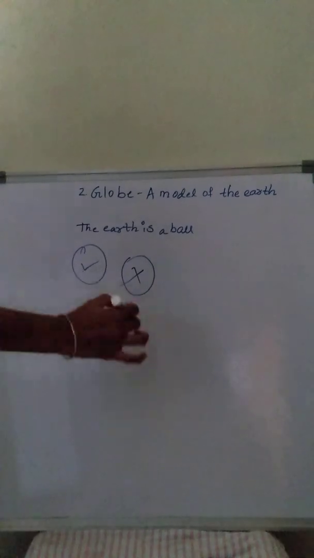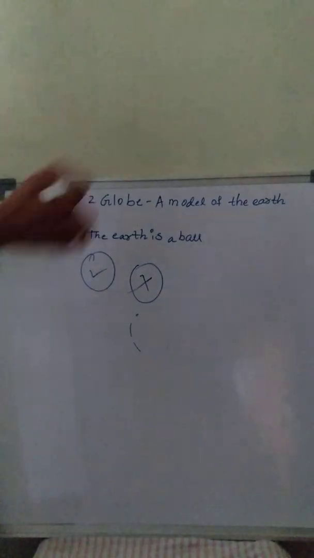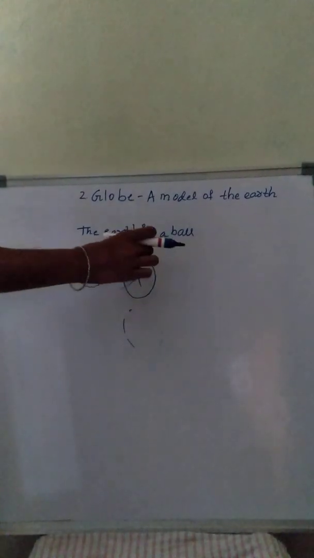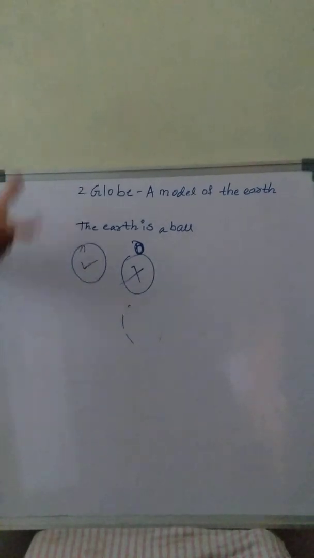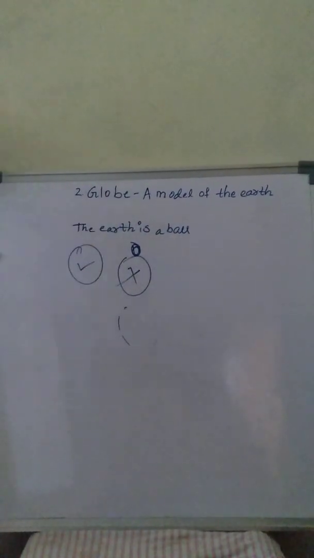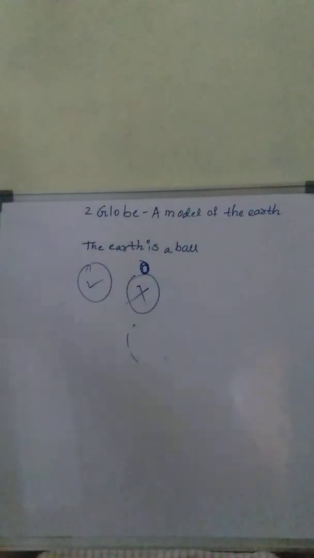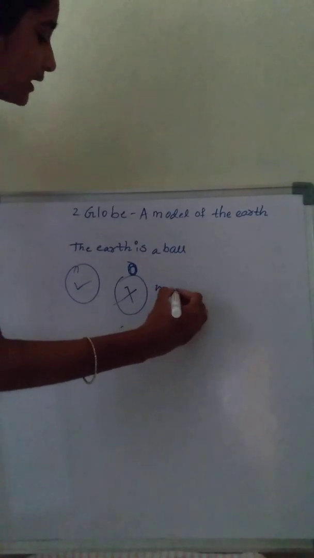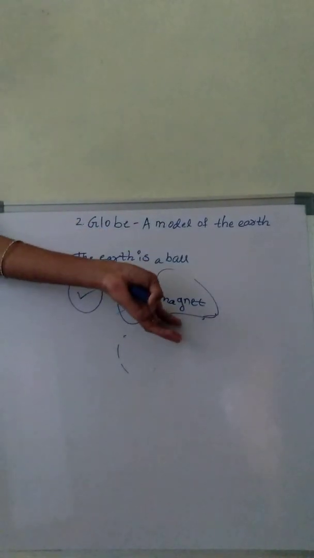Take a globe and make some toy people stand on it. They do not stand on the globe, because the globe is not acting like a magnet. But we can stand on the earth. So now we are not falling down because the earth is acting like a magnet.